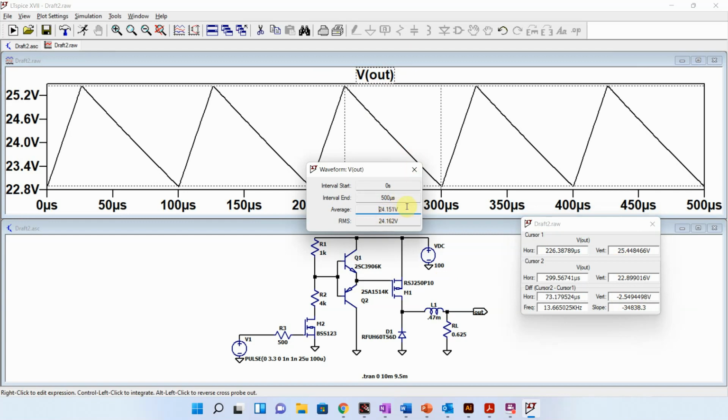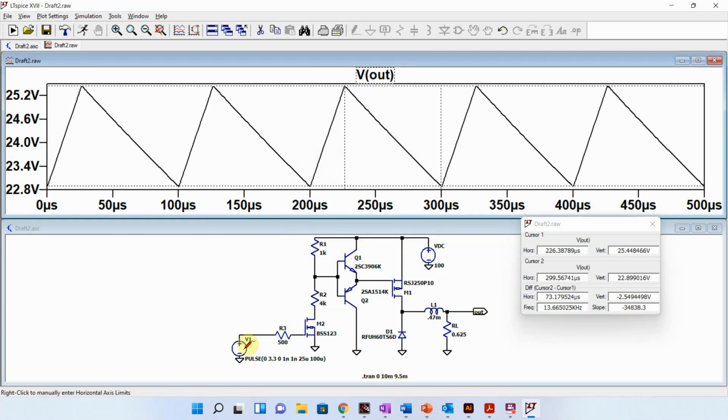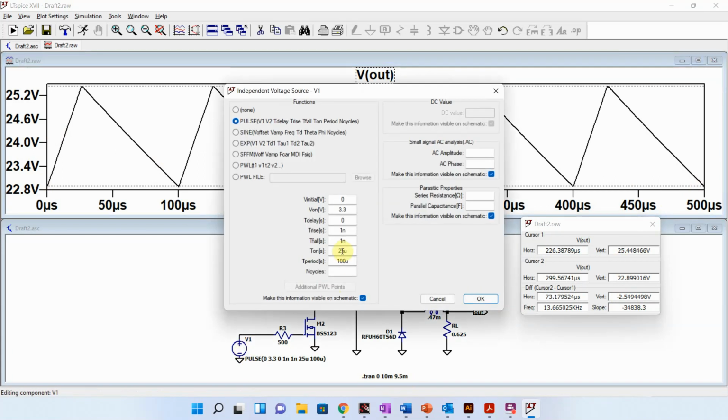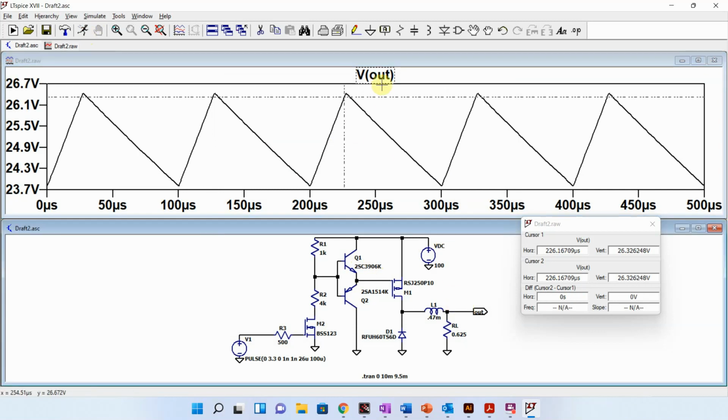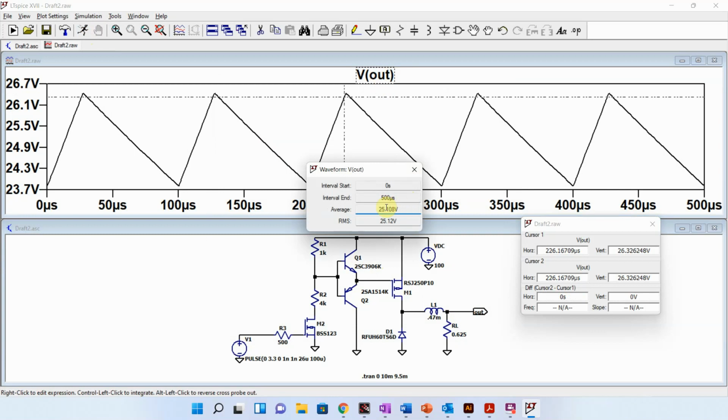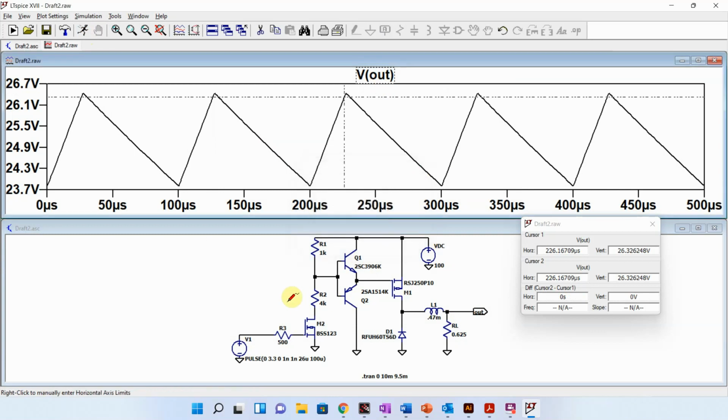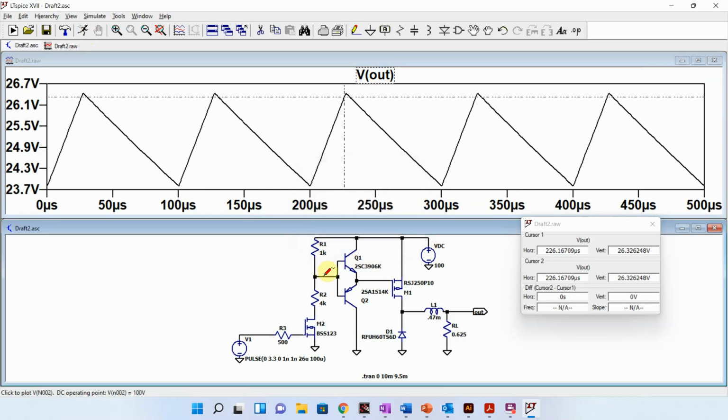24.15. We wanted 25. Now, when you do the average up here, you've got to make sure that you have an even number of periods. And so that's why we have 100 micro, so 9.5 is an even 5 periods. So we can increase that a little bit if we wanted to get a little closer. And there's our 25.1.